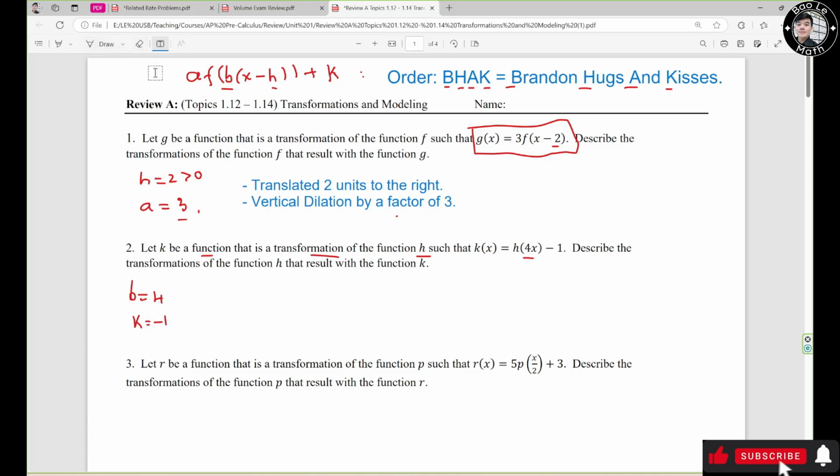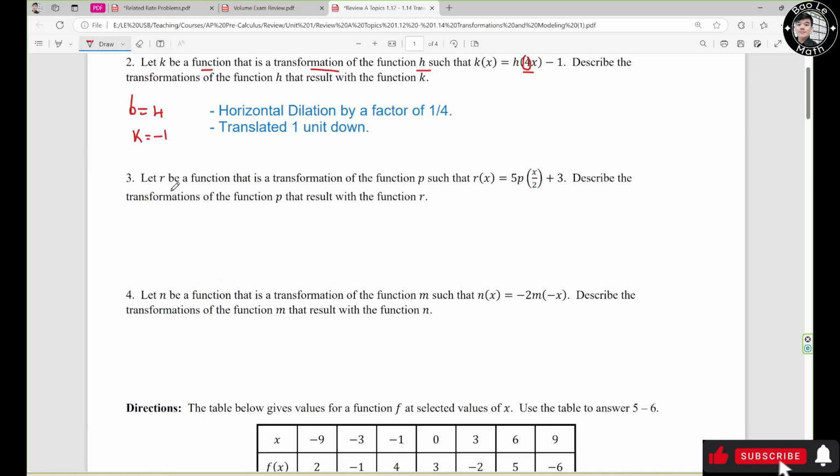Keep in mind, anything related to the s value, think opposite, right? So right here, you see 4, it's going to be a horizontal dilation by a factor of 1/4, right? Now let's move on to question 3.